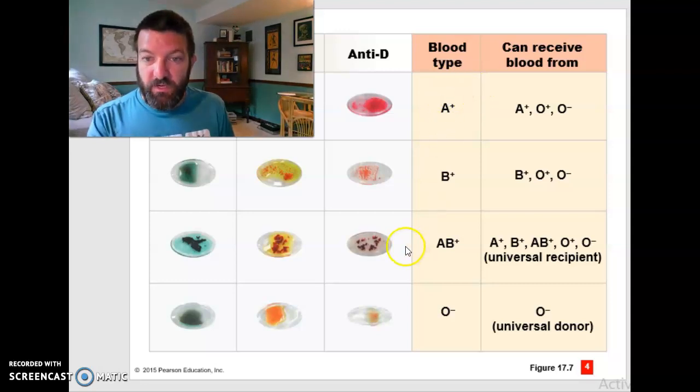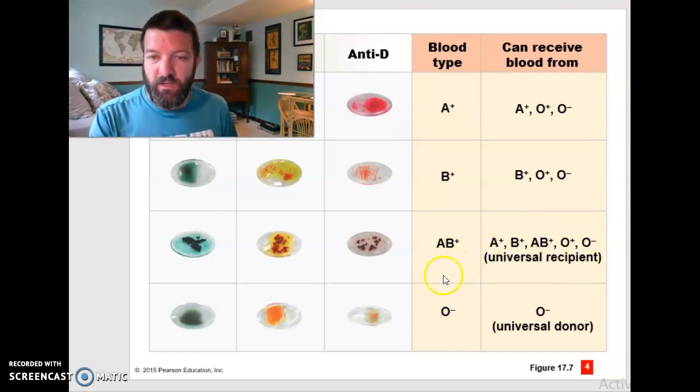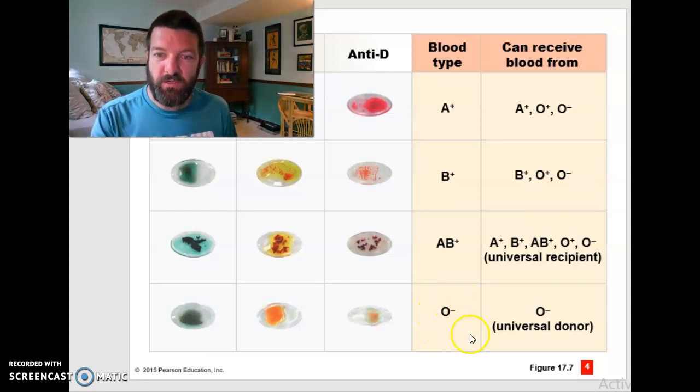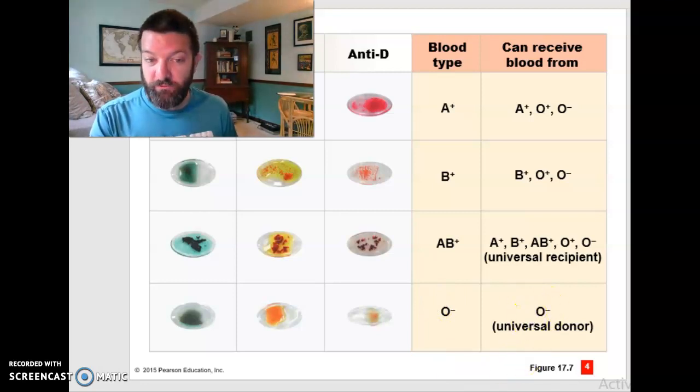Now, if you're AB positive, you can receive from anybody because you don't have any antibodies. You have all the antigens but no antibodies, so you're not going to attack any kind of blood, so you can receive from anybody. Conversely, if you're O negative, you have all the antibodies, right? You have no antigens, so you can give to anybody because no antibodies are going to attack you. So O negative is the universal donor of red blood cells. But you can only receive from other O negative individuals.